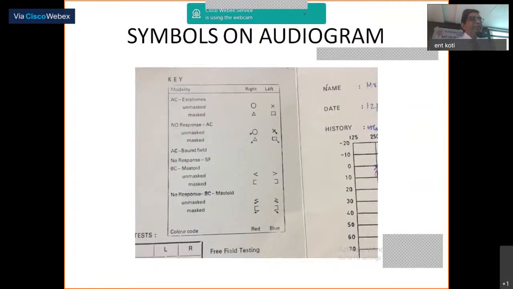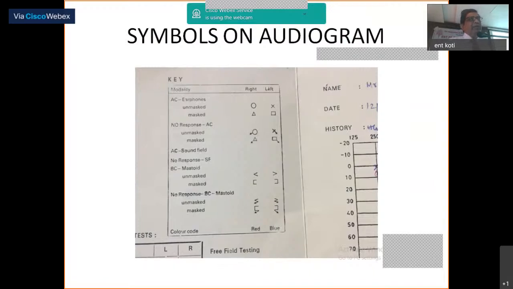Arrow going down means the patient's hearing threshold is so high that the limits of the audiometer are already crossed. That means he cannot be tested by the audiometer available to that person at that time. That is no response. Then BC is bone conduction.